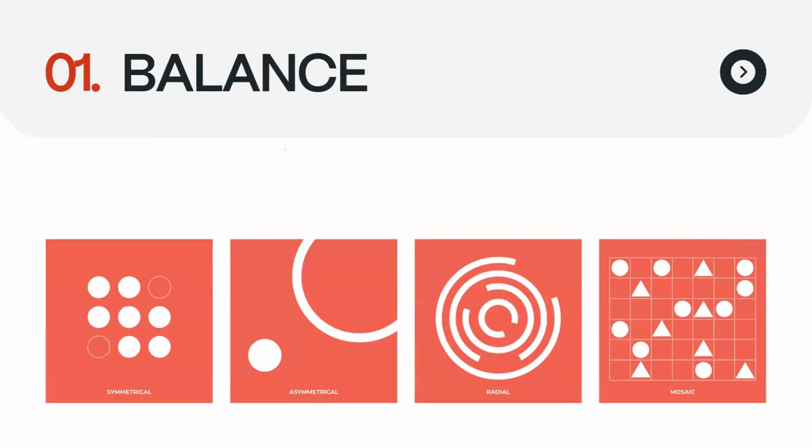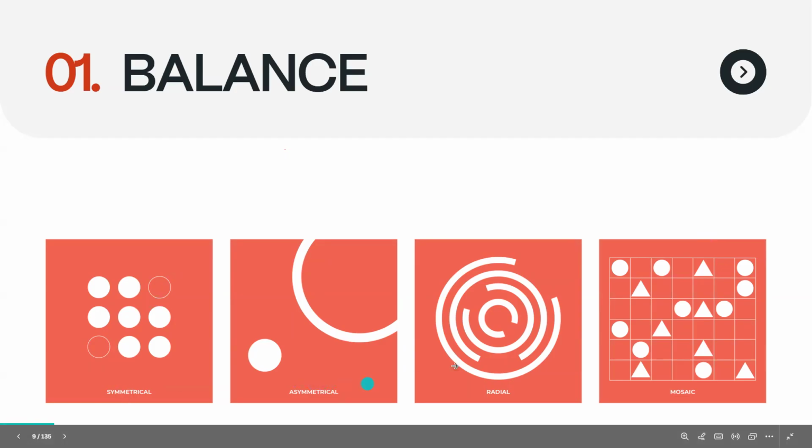So the first one is balance. The main thing about a design is, if you see a great design, a great design has balance. Balance how? If you look at a design, the sides or the portions of the design will always be balanced in a great design. There are four types of designs. First is symmetrical, then asymmetrical, third is radial, and fourth is mosaic.